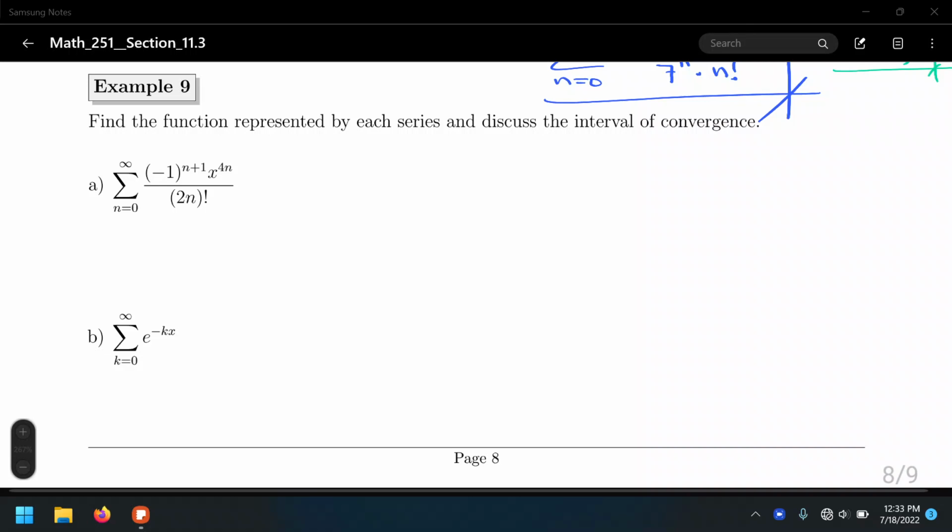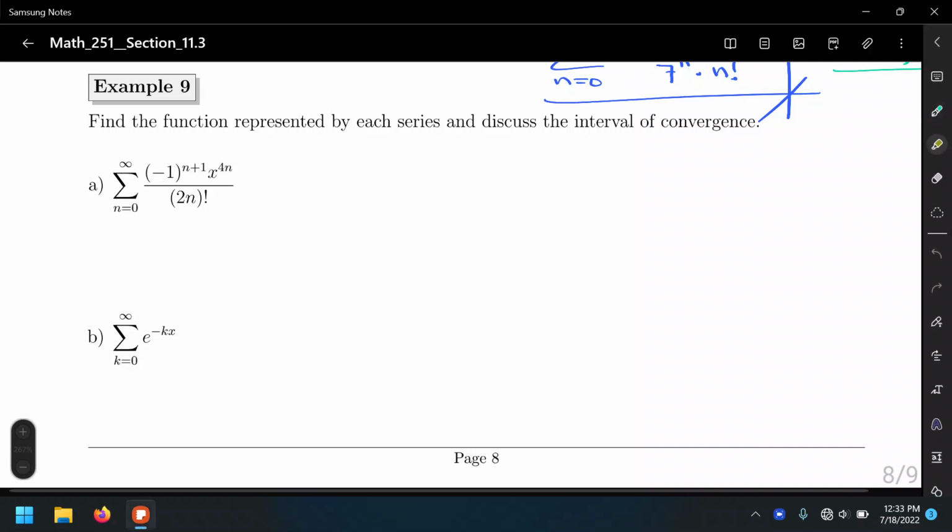So for example number 9, now we're going to do the reverse. In this case we're given a power series in sigma representation, and we're going to figure out what function it represents. Well, number 1, every time we have a series like this, try to find something that looks familiar from one of the known series.